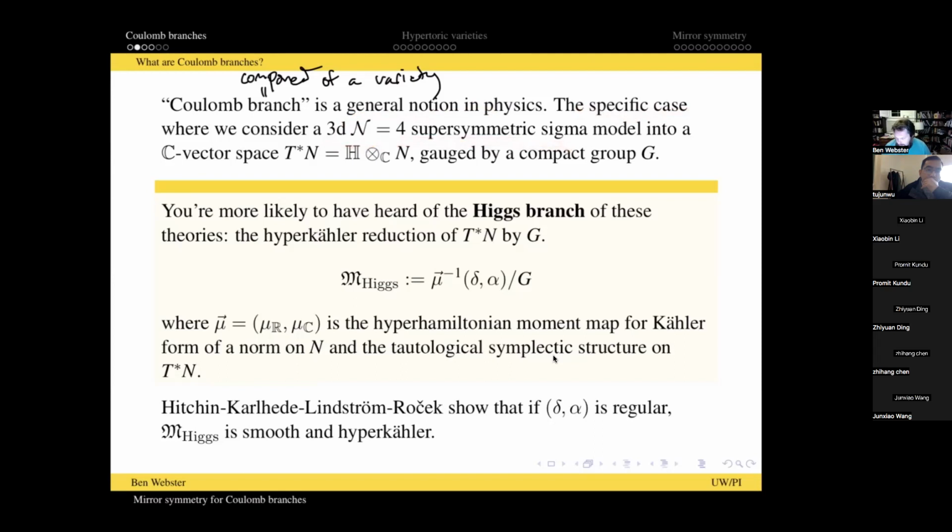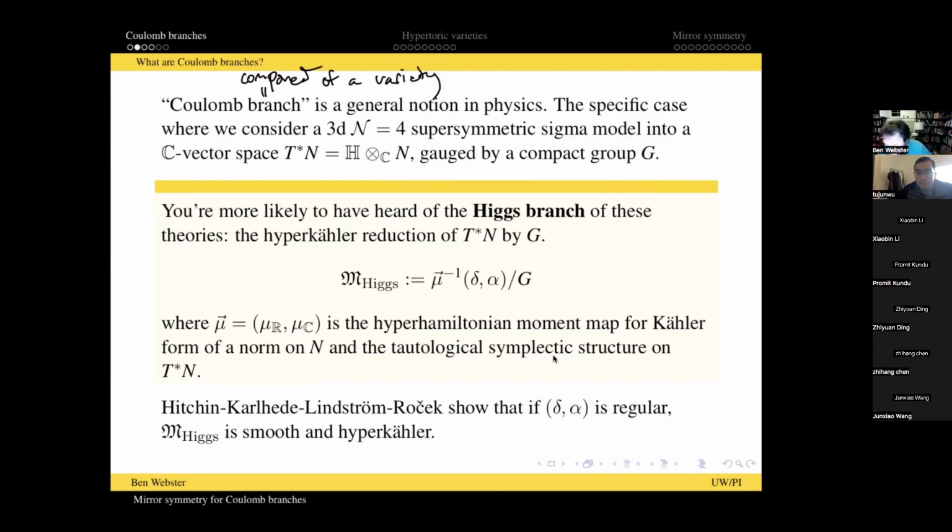3D, N=4 supersymmetric. And it's even a special kind of those theories; there are other kinds of theories with that dimension and supersymmetry that we don't understand as well. It's specifically the sigma model into a quaternionic vector space, a vector space that already has a hyperkähler structure. You need that for the N=4 supersymmetry. And I gauge that by the action of a compact group G. There are different ways you can think about this.